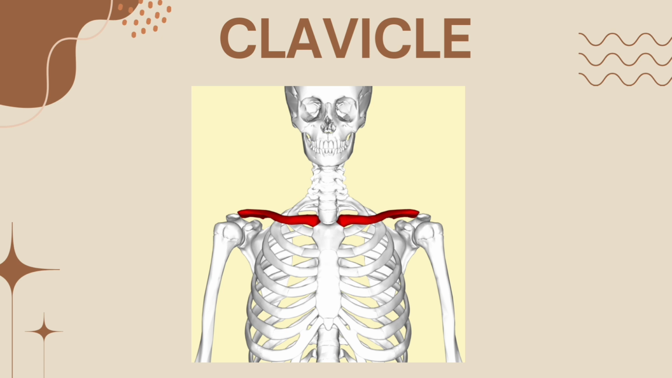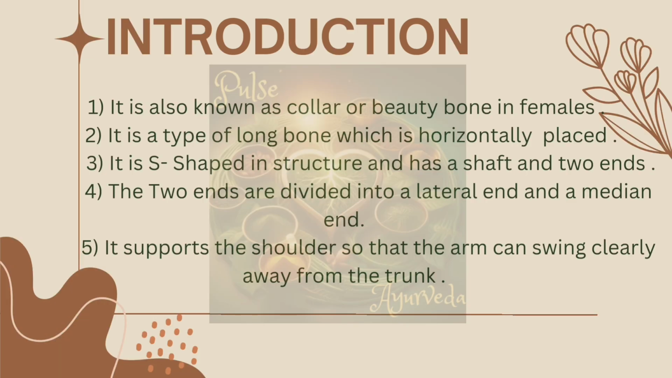As you can see in the image, the red part marked is the clavicle bone. So we'll study it in detail. First, an introduction to the clavicle. It is also known as the collar bone or the beauty bone in females. It is a long bone which is horizontally placed. It is S-shaped in structure and it has a shaft and two ends, a lateral end and a medial end. It supports the shoulder so that the arm can swing clearly away from the trunk.